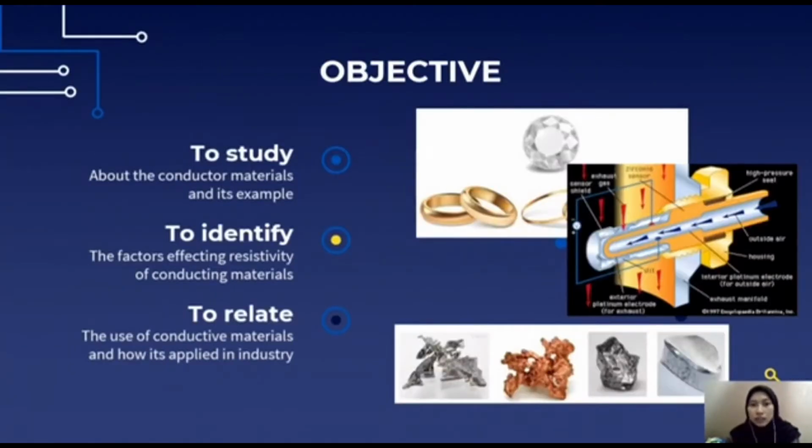Next is the objective of the project, which is to study about the conductor materials and its examples. Second is to identify the factors affecting resistivity of conducting material, and lastly is to relate the use of conductive materials and how it's applied in industry. So next, the others will continue.